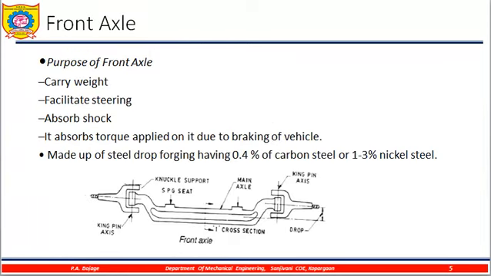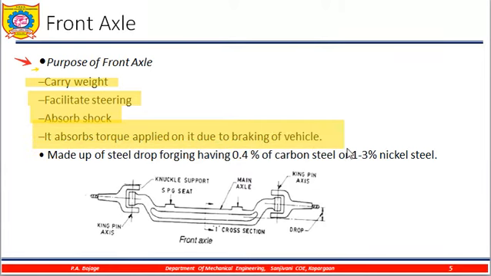Now let us discuss what is a front axle. What is the purpose of the front axle? So the purpose of the front axle is to carry the weight, facilitate steering, absorb the shock. It absorbs the torque applied on it due to the braking of the vehicle. So these are the main purposes of a front axle.